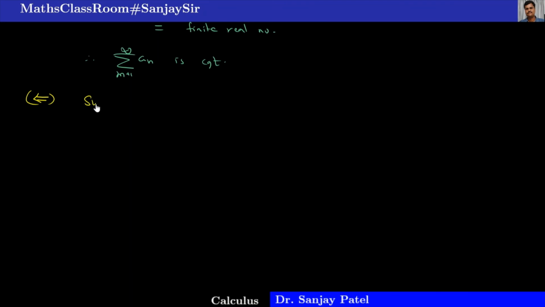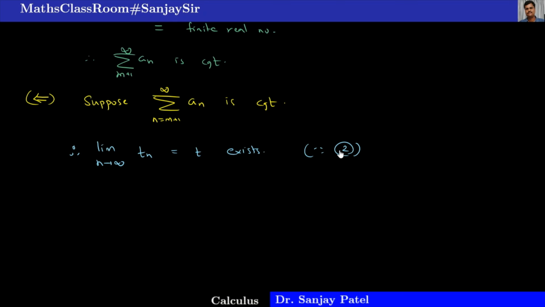we suppose sigma an, with n equal to m plus 1 to infinity, is convergent. Now this is convergent, therefore the limit of its partial sum, which is given by Tn as we have defined earlier, is equal to some finite real number. So therefore, the limit as n tends to infinity of Tn exists. This limit exists because of that result number 2, which we have mentioned here.